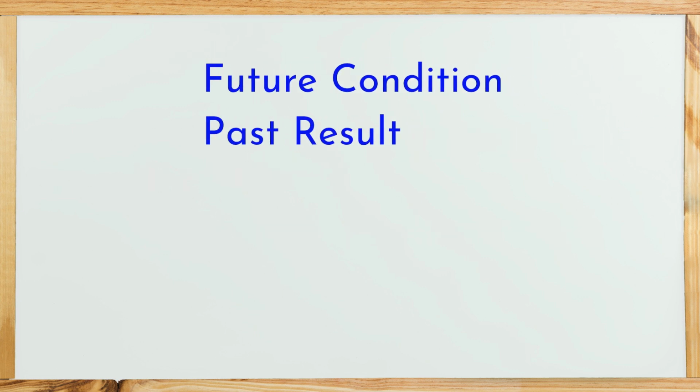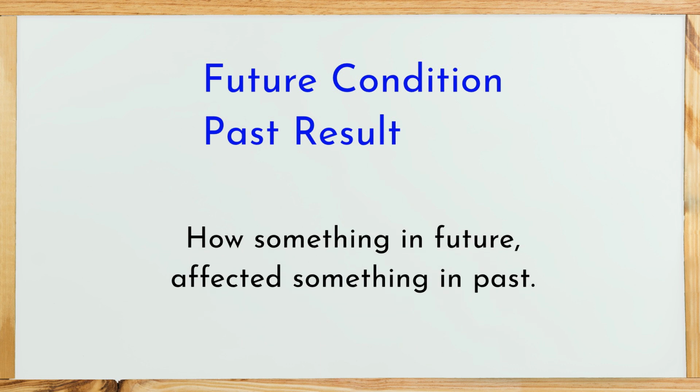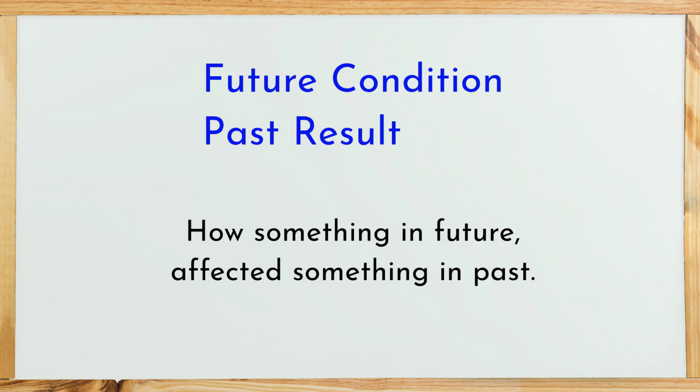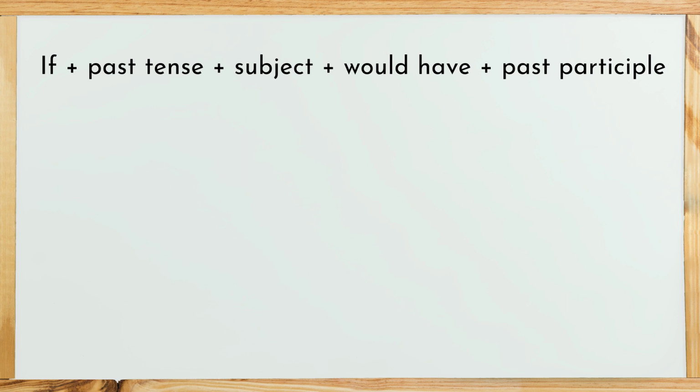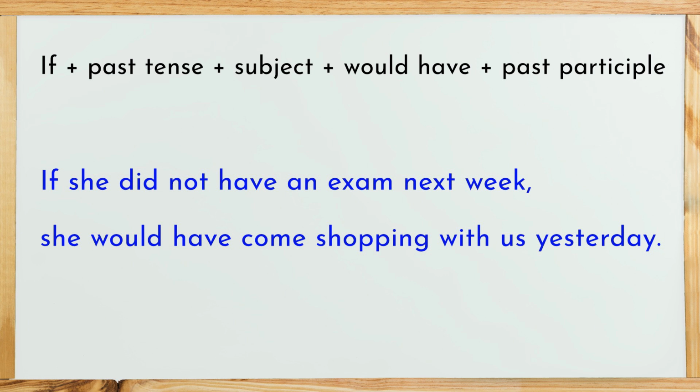Our fifth mixed conditional is future condition, past result. Means how something in future affected something in past. For this we have if, past tense, subject, would have past participle. For example, if she did not have an exam next week, she would have come shopping with us yesterday. It means that she didn't come with us yesterday for shopping because she has an exam next week. This is how some future event can affect the past event.